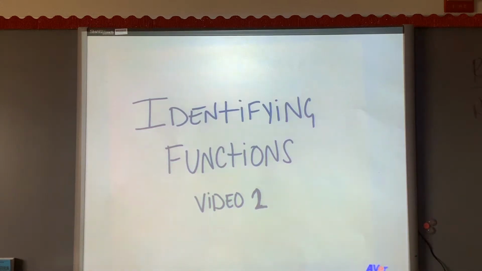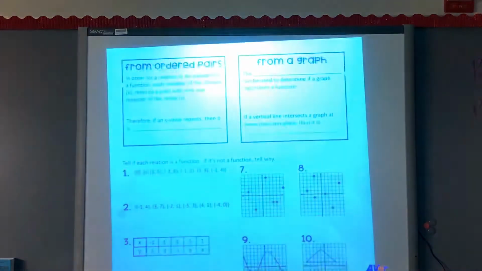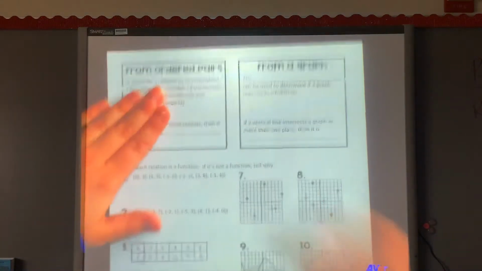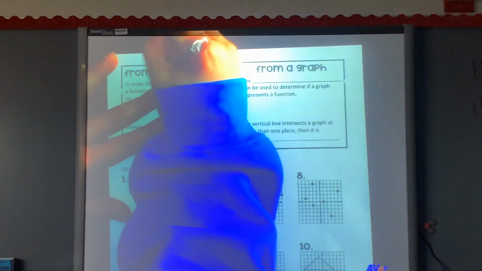All right, this is your identifying functions second video. This one is just going to go into a little bit more depth of what is a function and how do we find it. So remember, a function, first of all, does not repeat x's. So I'm going to write this at the top of my paper.